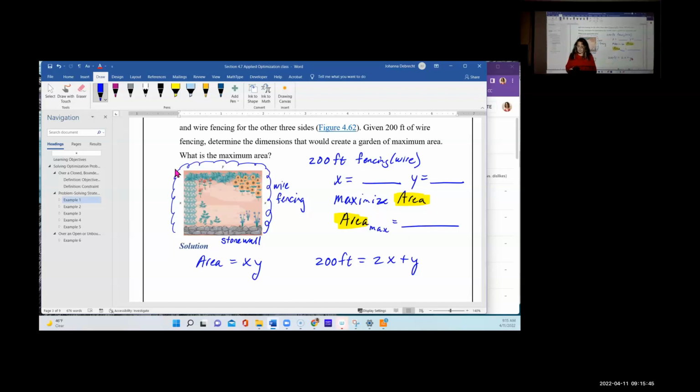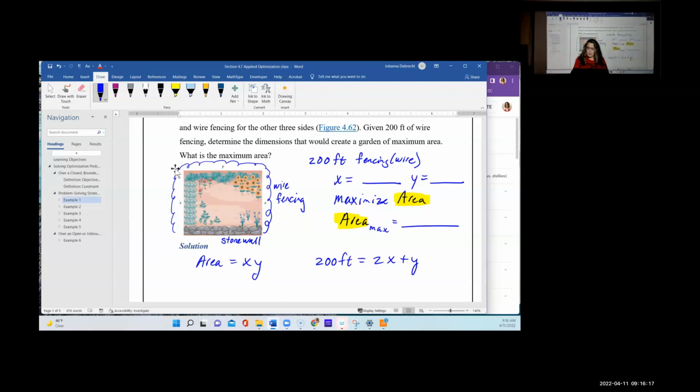of wire fencing. Now, somebody make a suggestion on what we could do in order to set up an objective function so that we could solve this problem. What's something that we could do next? Solve 200 feet equals 2X plus Y for one of the variables. Yes, so Lindsay suggests taking the 200 feet equal 2X plus Y and solving for one of the variables.